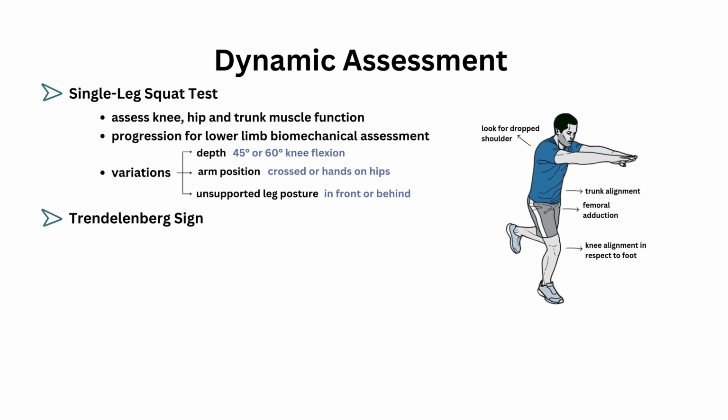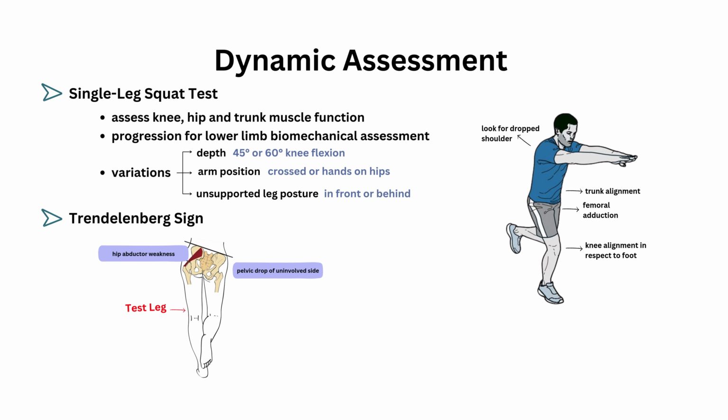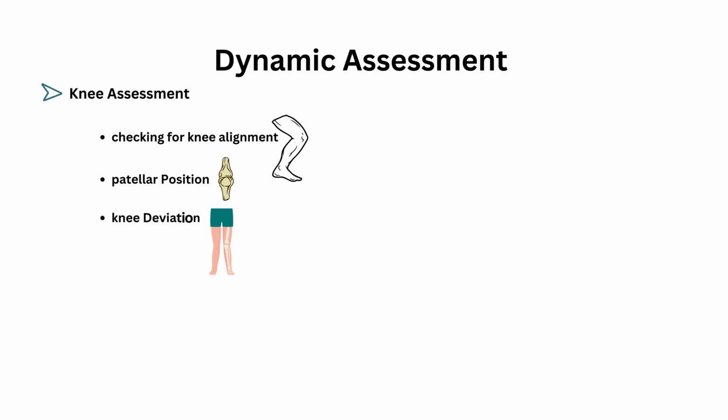Trendelenburg sign is indicated by pelvic drop on the uninvolved side, hip abductor weakness, waddling gait, and trunk compensation. Knee assessment includes checking knee alignment, that is, does the knee center align with the foot center. Patellar position and knee deviation, which can be valgus or varus as discussed in the previous video. Patellofemoral assessment.